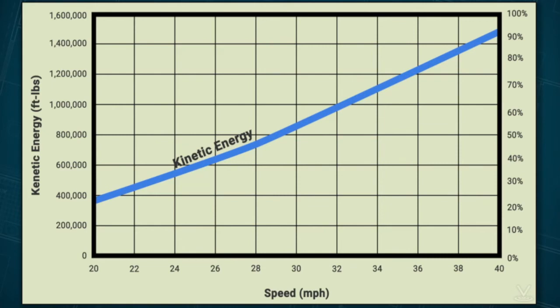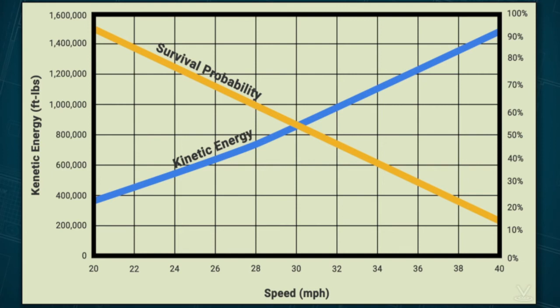The kinetic energy of a car traveling 20 miles per hour is 280,000 pounds per feet, while the kinetic energy of a car traveling 40 miles per hour is 1,500,000 pounds per feet. As you can see in this chart, the energy increases exponentially with the velocity, and that is a relationship known as Newton's second law of motion. So, how does this energy increase relate to crashes?